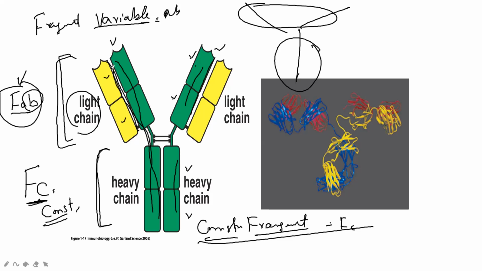Okay, let's see how the constant part is formed. Which chain forms the FC segment, heavy or light chain?